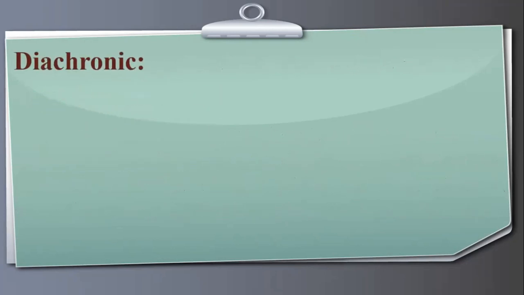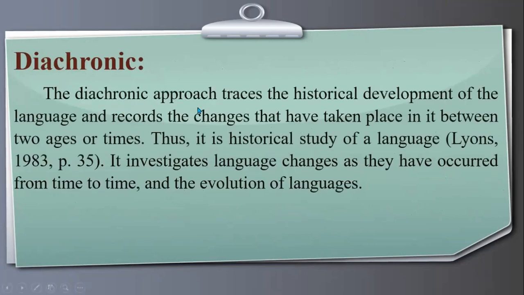Let's learn the second term, that is the diachronic study in linguistics. The diachronic approach traces the historical development of the language and records the changes that have taken place in it between two ages or times. So the diachronic approach is actually the tracing of historical development. When we study words historically to understand them, for example, most of the time we learn idioms which have a previous, historical background.